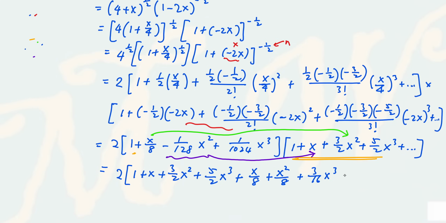Okay, so this is going to be negative 1 over 128 x squared, and then minus 1 over 128 x cubed. And lastly, just multiply with 1, plus 1 over 1024 x cubed. So this will be our expansion until x cubed.